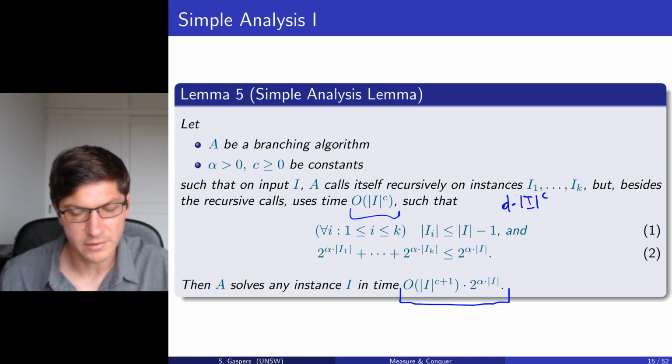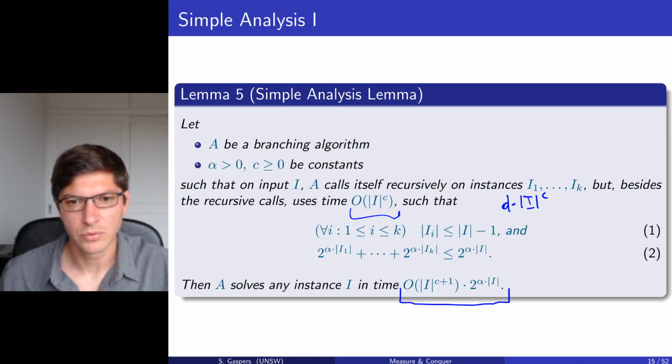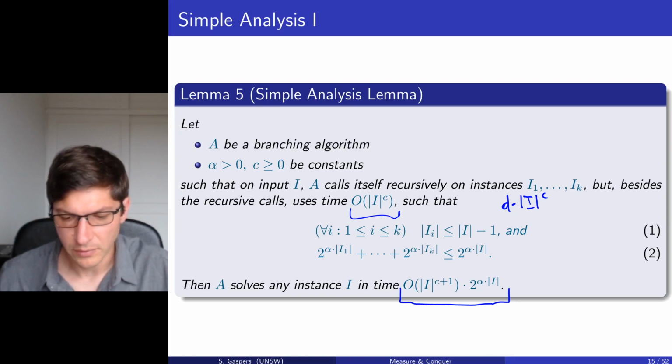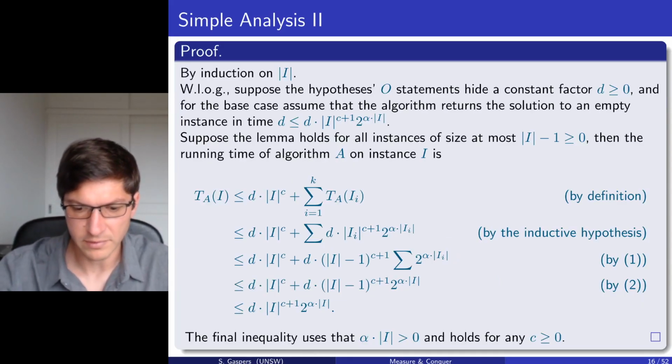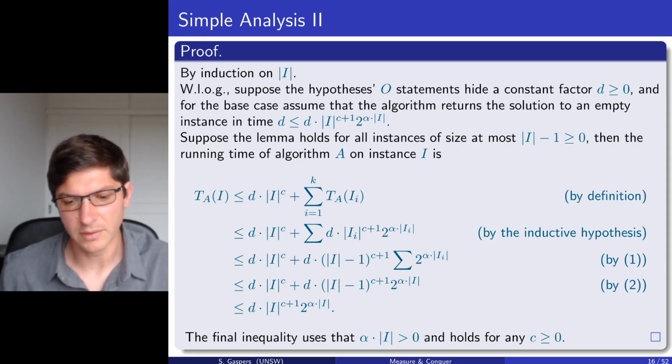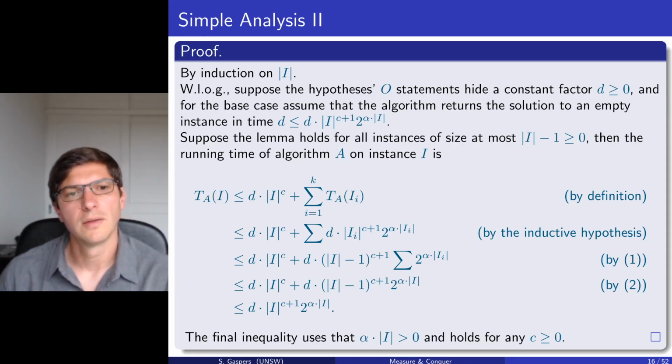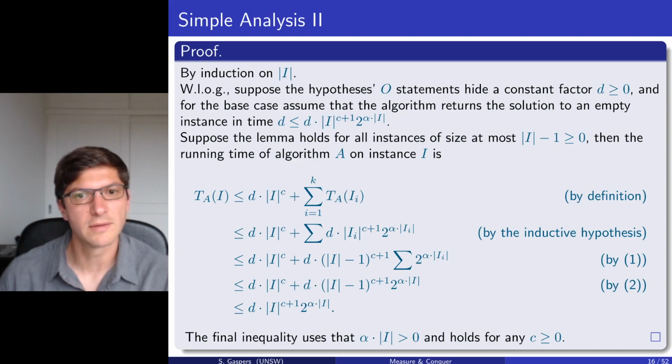But since alpha is more than 0, 2 to the power alpha is more than 1. So we get d times something that's at least 1. Okay, so that covers the base case because d is at most what we had here. Now, we use induction, so we suppose that the lemma holds for all smaller instances. So for all instances of size at most the size of I minus 1. And we will then prove that using our inductive hypothesis the running time of the algorithm is also upper bounded by what we need.